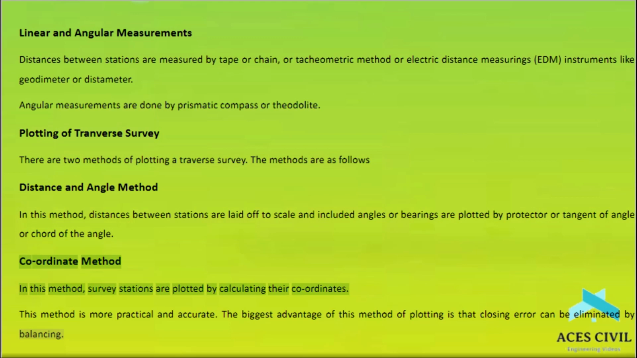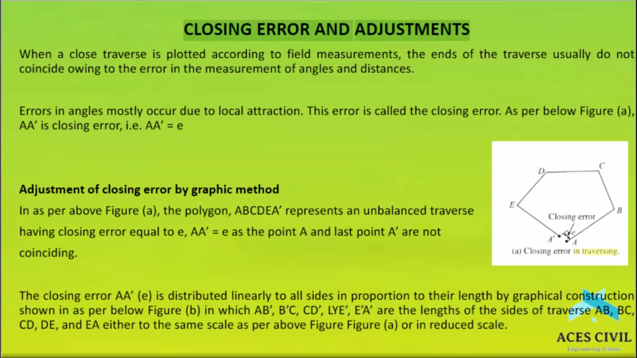Coordinate method. In this method, survey stations are plotted by calculating their coordinates. This method is more practical and accurate. The biggest advantage of this method of plotting is that closing error can be eliminated by closing error and adjustments.